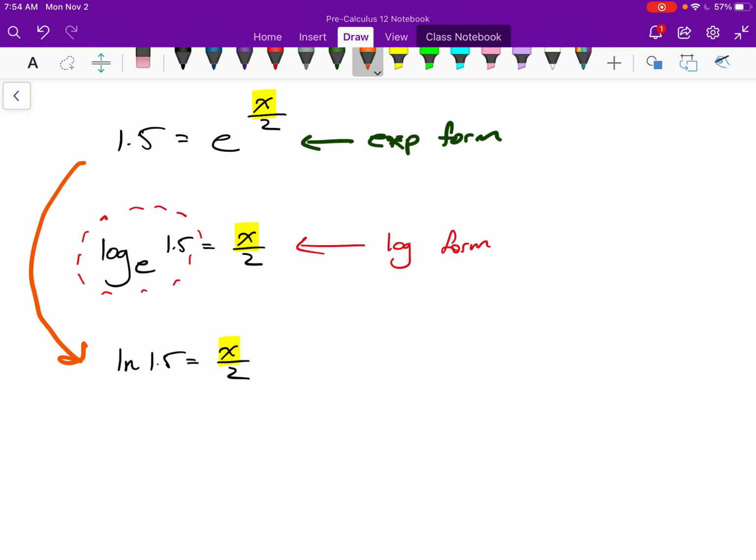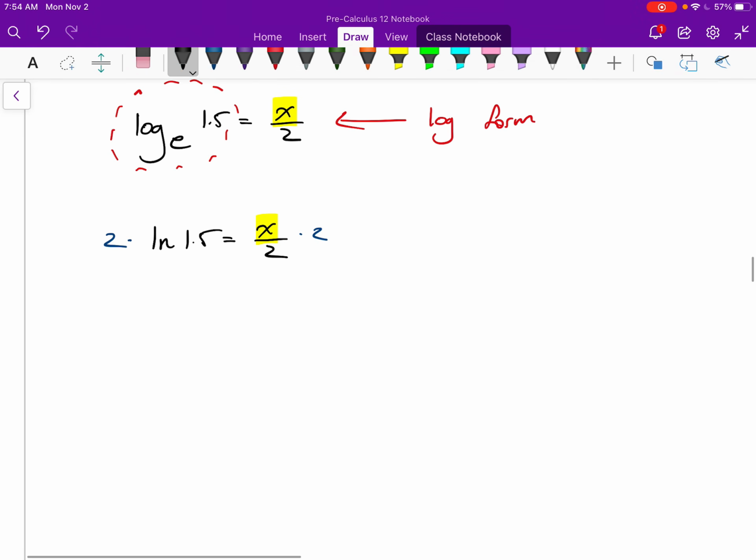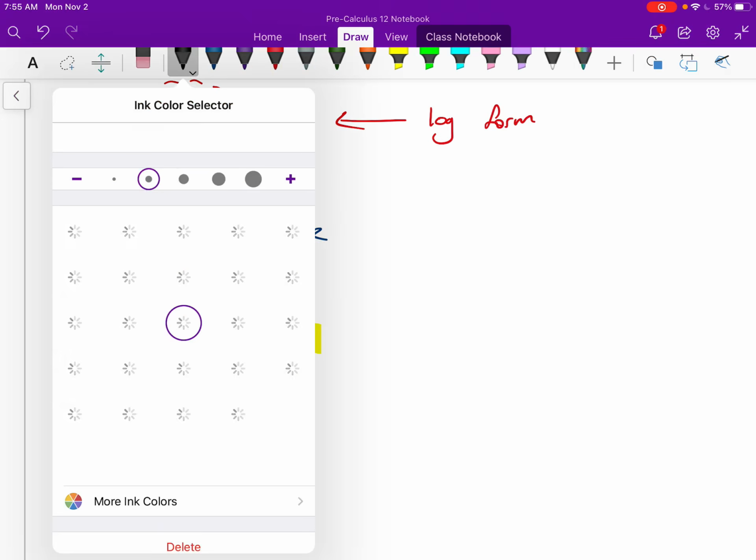That said, at this point, I can just multiply both sides by 2 and I have my x. So I can see x equals 2 times the ln of 1.5, or 3/2. And that's it. That's all I really care about. But why don't I go to my calculator? 2 times the natural logarithm of 1.5 is about 0.81.